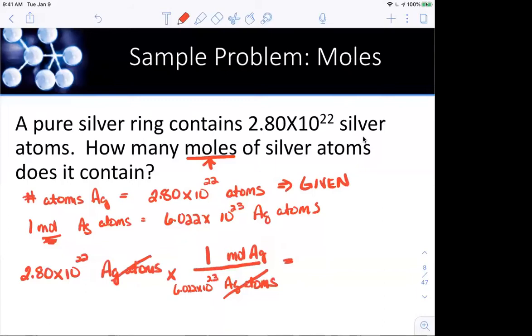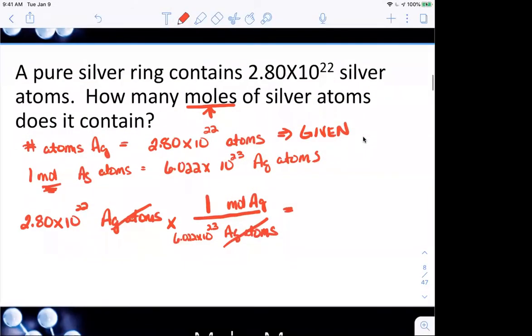So in my calculator, what I'm going to plug in is 2.80 EE 22 divided by 6.022 EE 23, and I'm going to get 0.04694961807. That's the answer on my calculator.